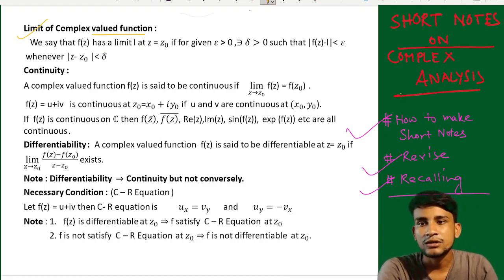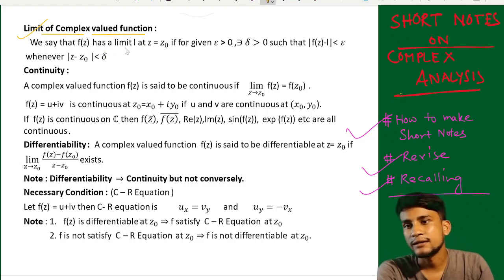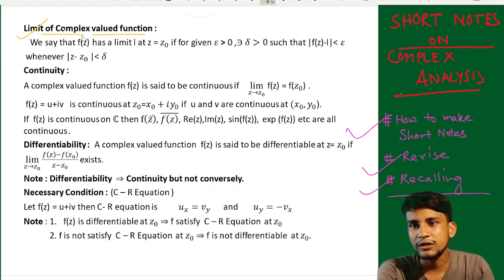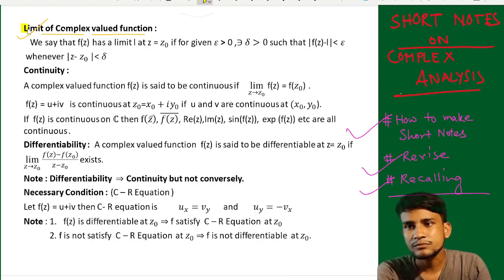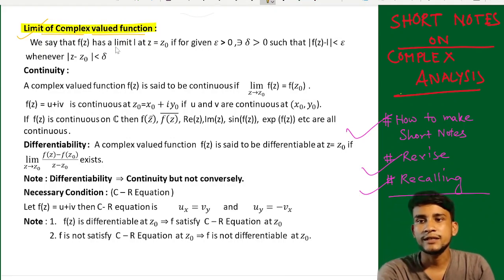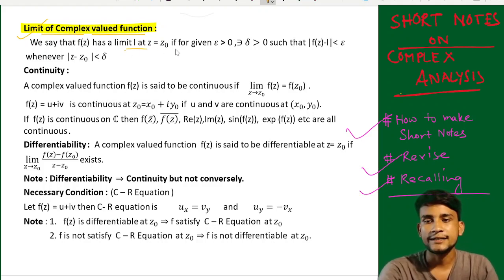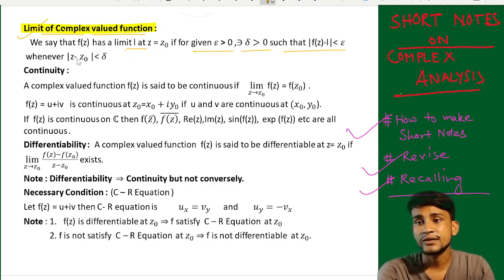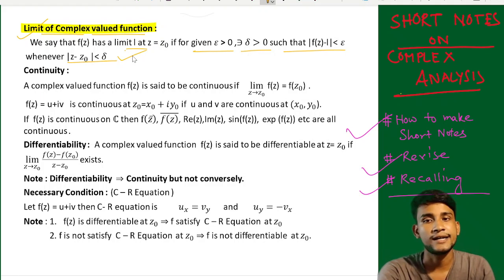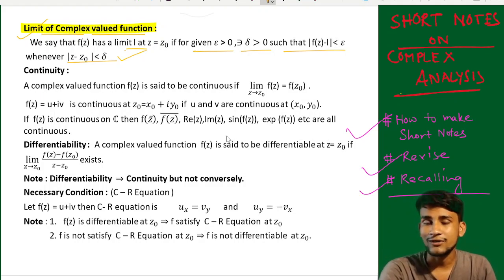So let's start with the limit of complex analysis. The limit of a complex valued function: we say f(z) has the limit L at z equal to z0 if for a given epsilon greater than 0 there is a delta greater than 0 such that |f(z) minus L| is less than epsilon whenever |z minus z0| is less than delta. I made these short notes for myself some months ago, but I will share them with you so that this may help you a little bit.